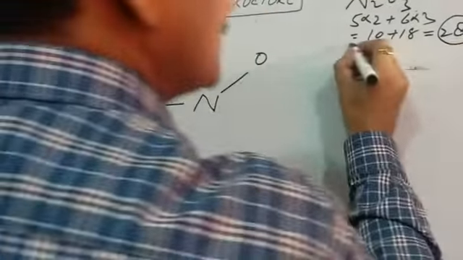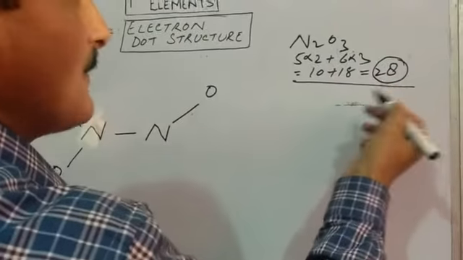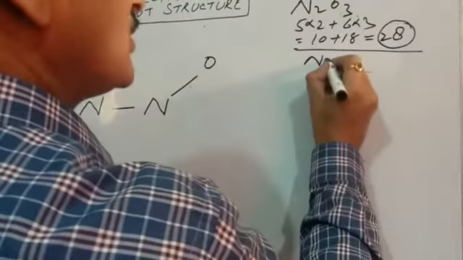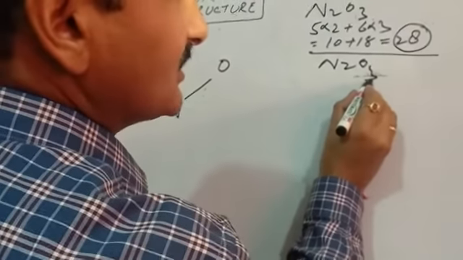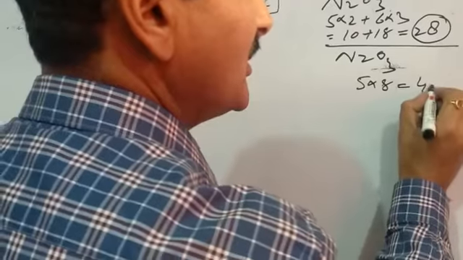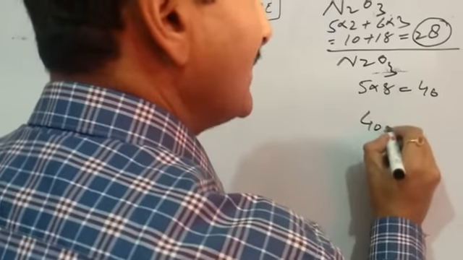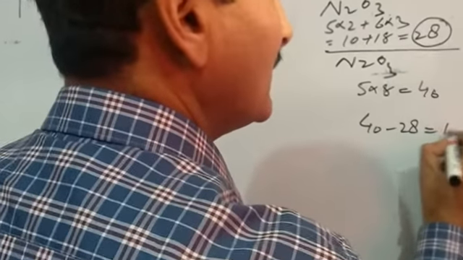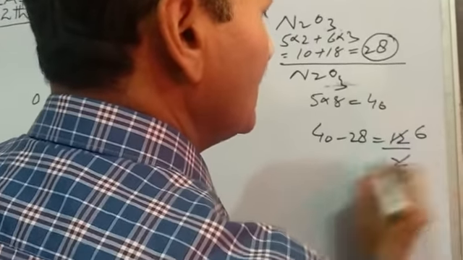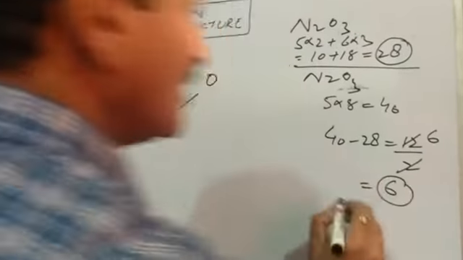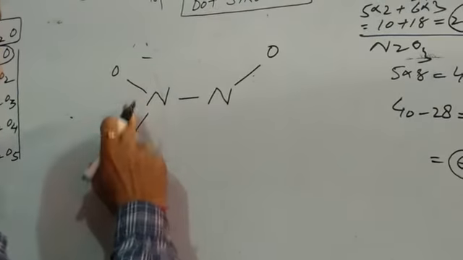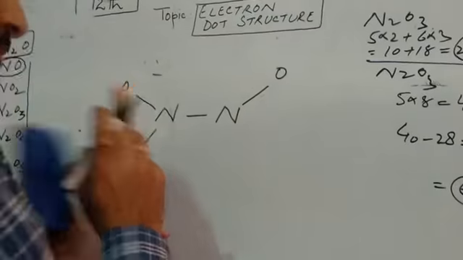N2O3. Now let us calculate the number of bonds. We have N2O3. So we have 5 atoms, 5 into 8 to complete their octet, 40. The difference will be 40 minus 28, that is 12. Let us divide it by 2. So it will be 6. So we will have a total of 6 bonds in this. How many bonds are here this time? 1, 2, 3, 4. So we will have 2 more bonds.